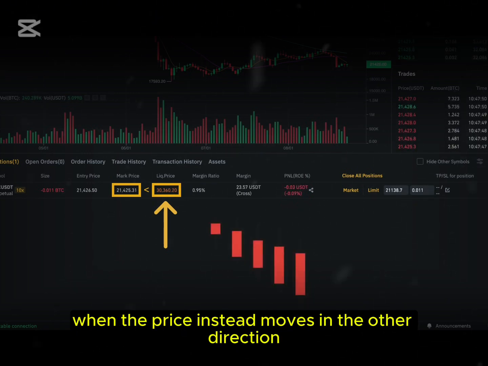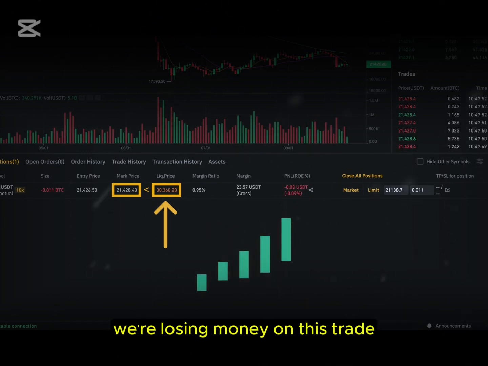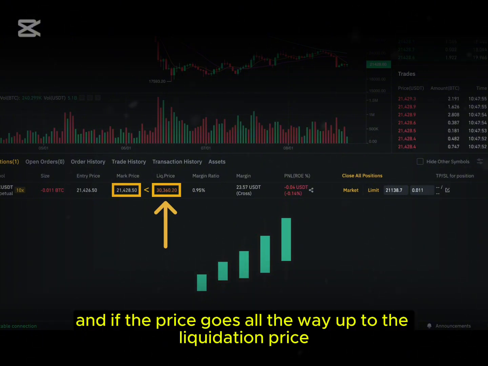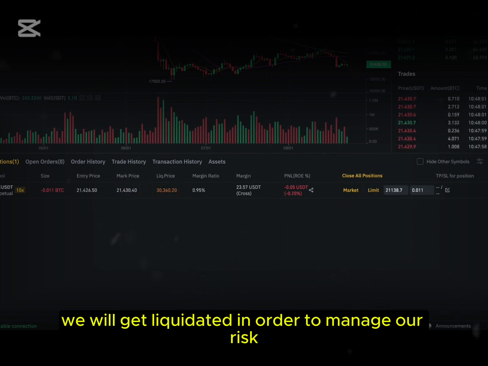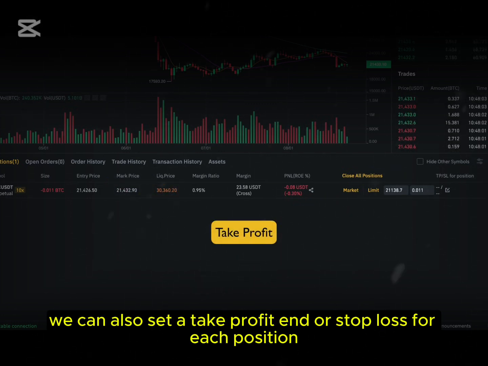However, when the price instead moves in the other direction, we're losing money on this trade. And if the price goes all the way up to the liquidation price, we will get liquidated in order to manage our risk. We can also set a take profit or stop loss for each position.